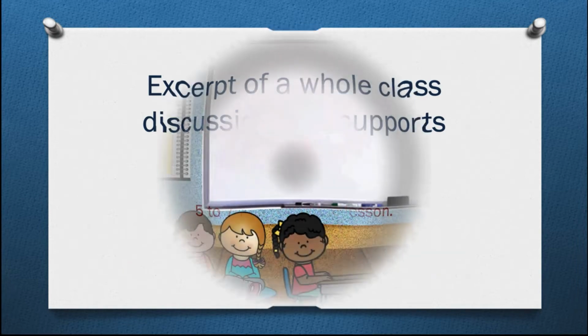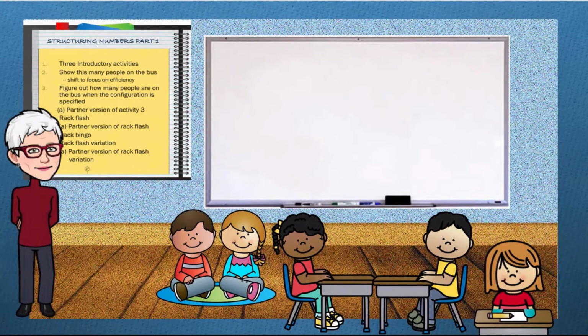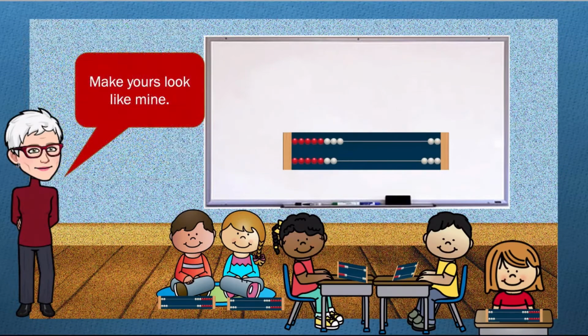The example we use comes from the first part of the structuring numbers sequence, becoming efficient at reading the rack. The specific activity the class is engaged in comes early in the sequence. Each child has an arithmetic rack for this activity. The teacher projects the configuration shown here on the screen and says, "Make yours look like mine."